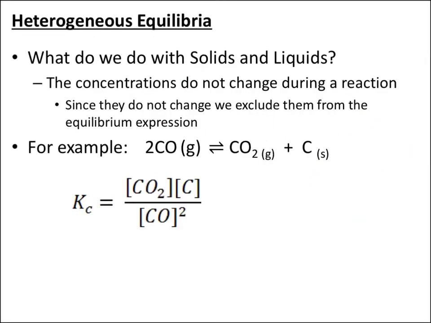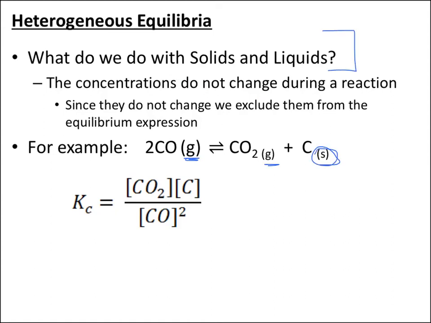All right, so now what we're going to do is go ahead and start wrapping this up, but we've got to take a look at heterogeneous equilibria. Not always are all of my species in the same state of matter. The examples we were looking at early on, everything was in a gas state. But now we're going to look at what happens when they're not. So I've got a gas, and now I've got a solid.